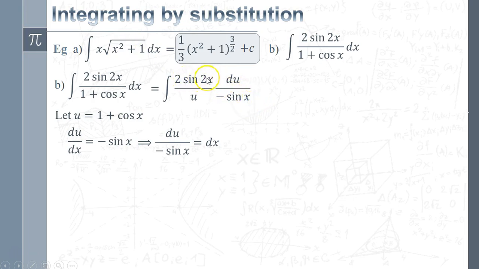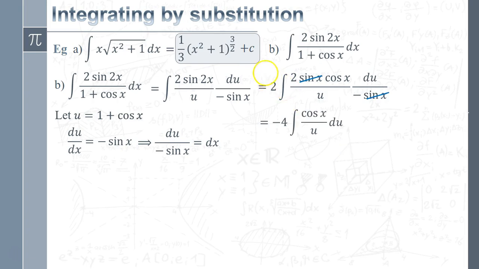So let's just take our sine 2x, and we should know that sine 2x is 2 sine x cos x. So there you go, let's do that. And you'll notice I've just popped the 2, this 2 here, I'll just pop that outside. Now we can do some cancelling. So let's cancel out the sines.